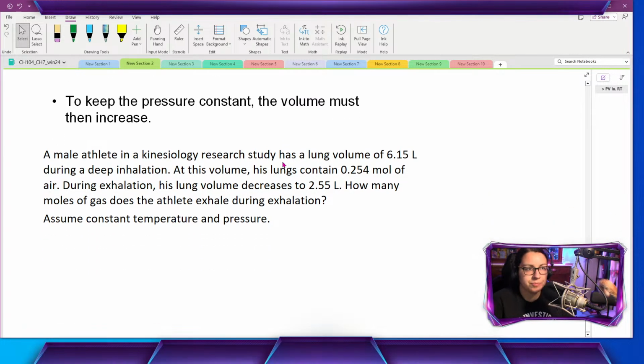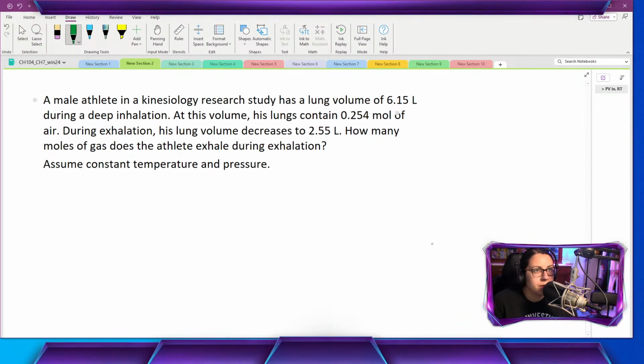All right, let's try our last practice problem. I'll rewrite the formula for you. So a student in a kinesiology research has a lung volume of 6.15 liters during a deep inhalation. At this volume, his lungs contained 0.245 moles of air. During exhalation, the lung volume decreases to 2.55 liters. And so watch what it's asking. How many moles of gas does the athlete exhale during exhalation?